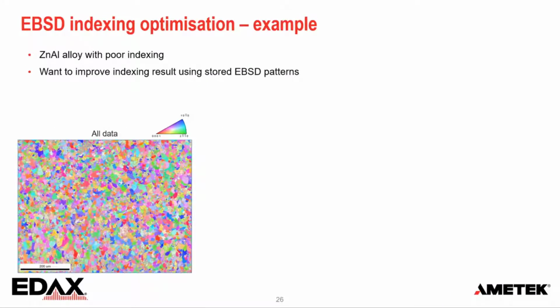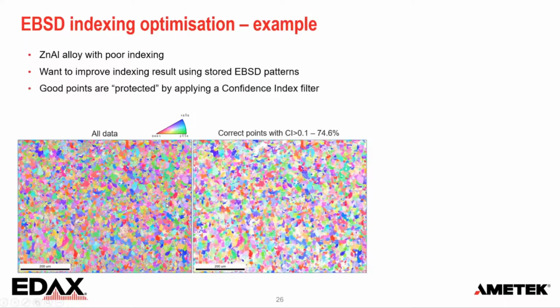So just to illustrate that, here I have a data set. It's a zinc aluminium alloy where not all the patterns were great. We can see there's some noise in there. And when I apply a CI filter, then I get about 75% correctly indexed and the bad points all drop out and they show white.